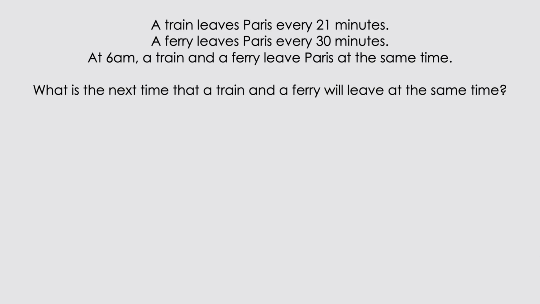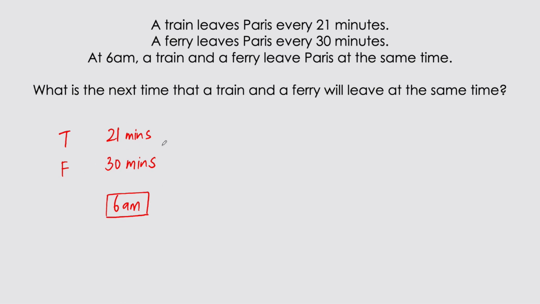Now, a train leaves Paris every 21 minutes, a ferry leaves Paris every 30 minutes. At 6 a.m., a train and a ferry leave Paris at the same time. What is the next time that a train and a ferry will leave at the same time? Okay, so let's write down the information we have first. We've got a train that leaves every 21 minutes, and we've got a ferry that leaves every 30 minutes. So they both left at 6 a.m. Now, we've got to find when's the next time these two timings correspond such that the train and the ferry leave at the same time again.